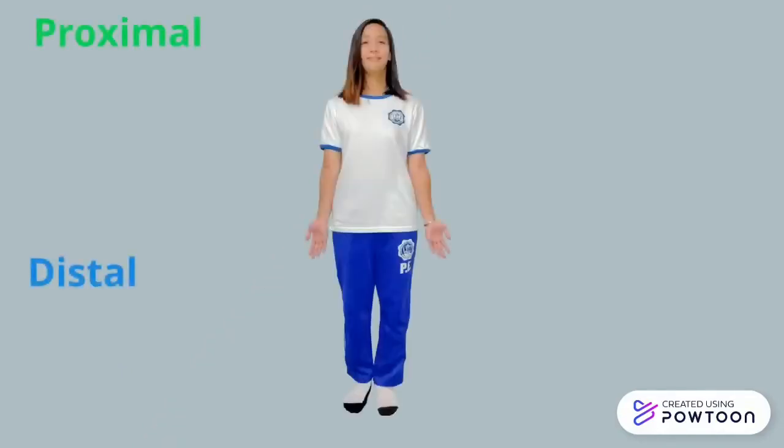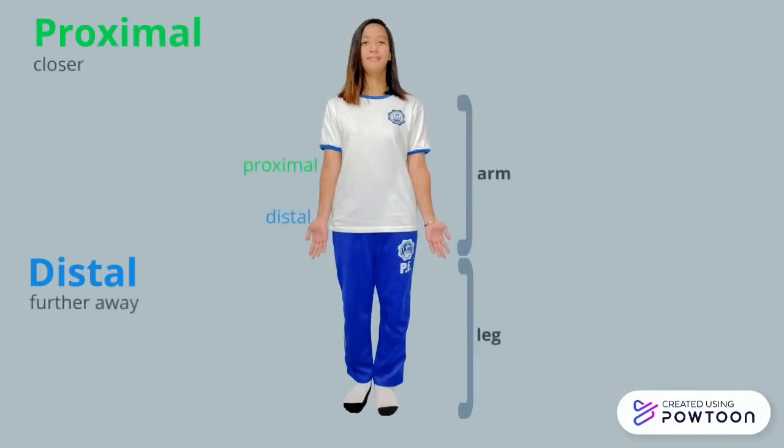Next is proximal and distal. This term is only used to describe location of 2 points of some limb, which is arm or leg. Proximal means closer to a point of attachment. Distal means further away from a point of attachment.